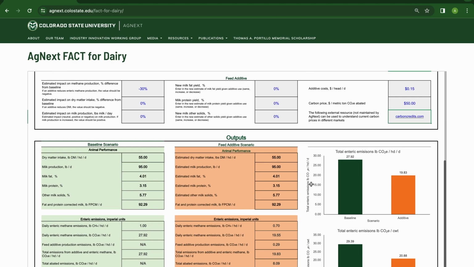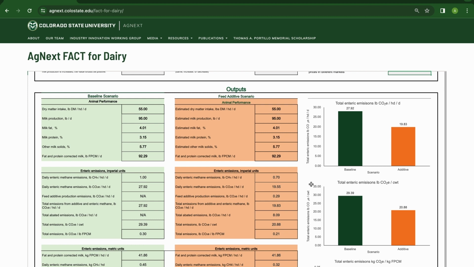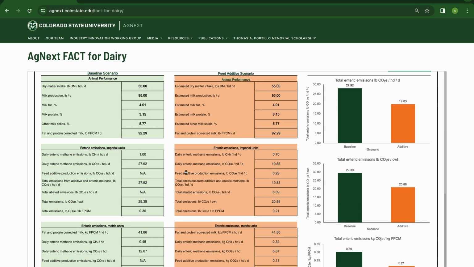The next section is the outputs. So on the left-hand side are both the outputs for the baseline scenario and the feed additive scenario, just so you can compare your production metrics and also the enteric methane emissions expressed in pounds, units, or in kilograms. We're going to focus in on these charts over on the right-hand side. So the top chart is just expressing total enteric methane emissions as pounds of CO2 equivalents per head per day. So we can note that when we entered our 30% reduction, of course, we had a reduction in methane emissions from the additive scenario compared to our baseline.